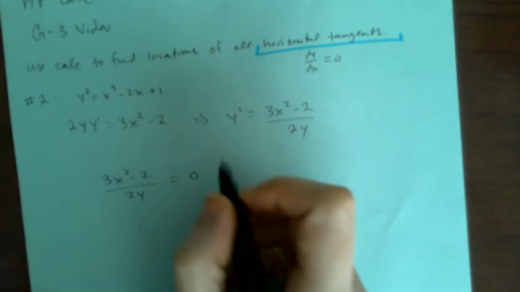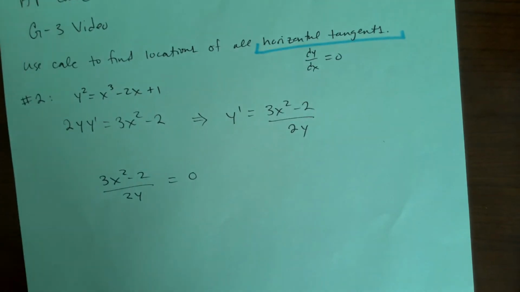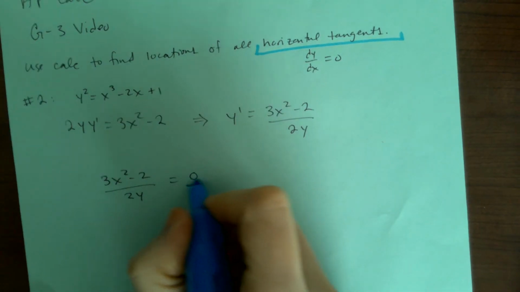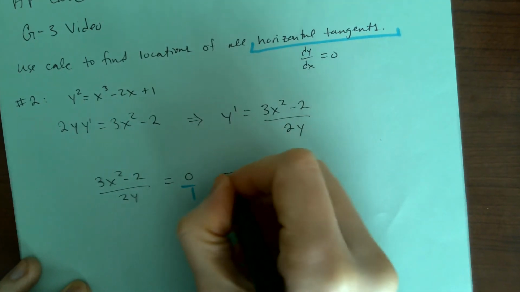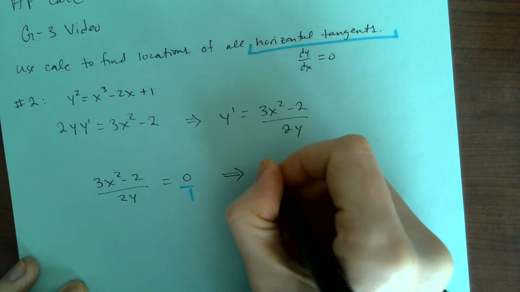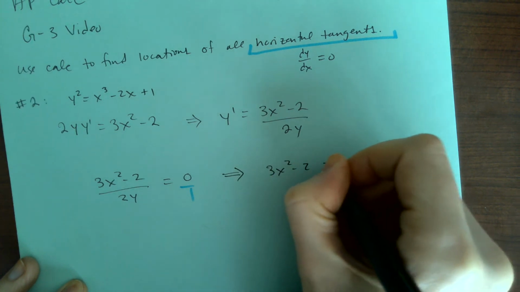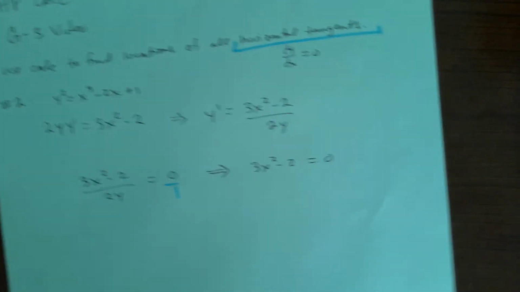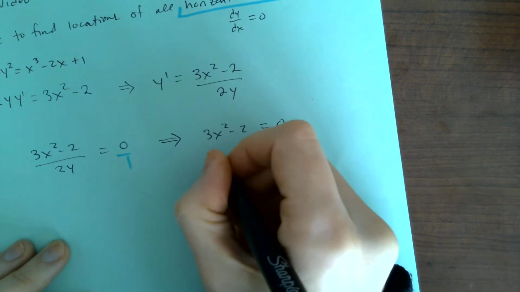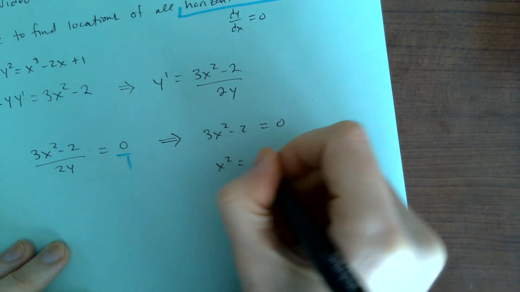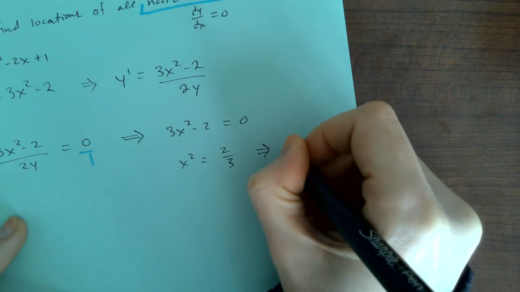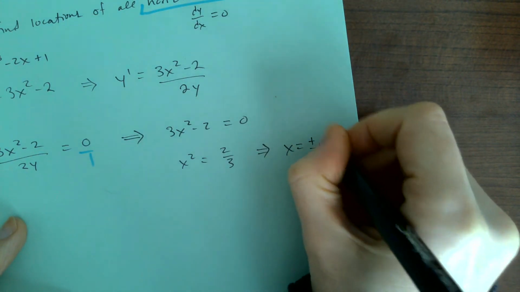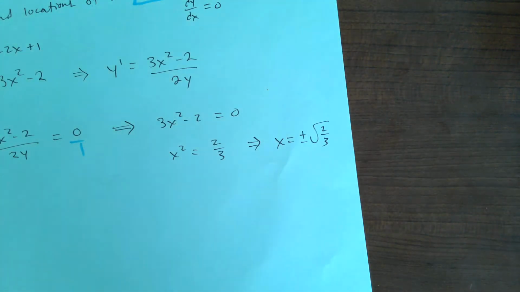If you want, guys, you could think of it this way: you could put the 0 over 1, and then when you cross multiply, you will end up with 3x squared minus 2 equals 0. So x squared is 2/3. So x is plus or minus radical 2/3.